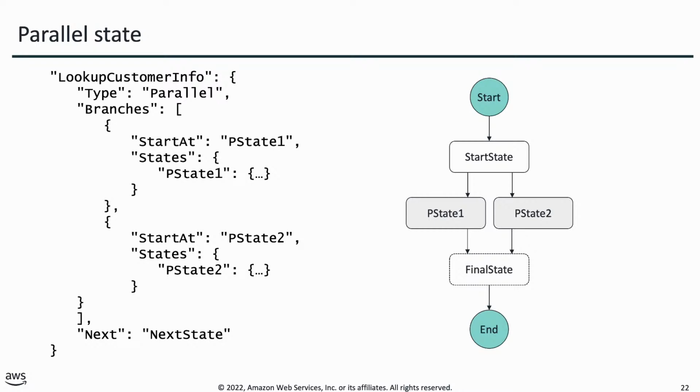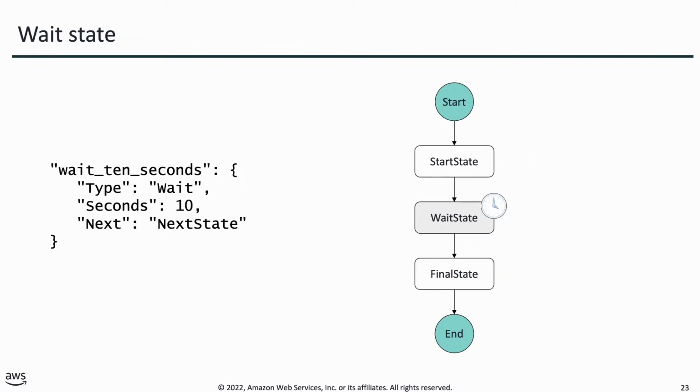Now, the parallel state is also going to create a parallel branch in the state machine, and a parallel state causes step functions to branch out, and these start with the state that's named in a branch called the start at field, and this happens concurrently. So the workflow will wait until all the branches reach a terminal state before it processes the parallel state's next field.